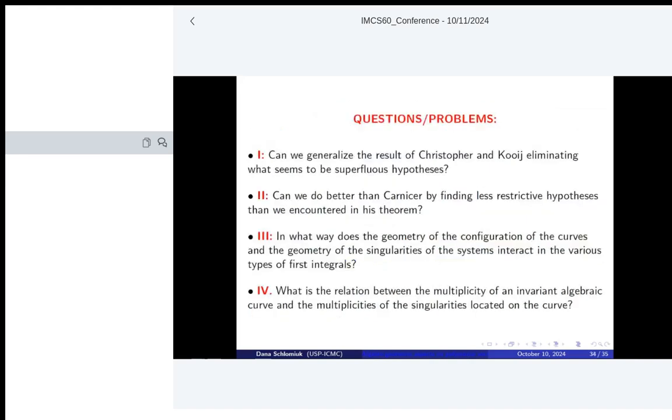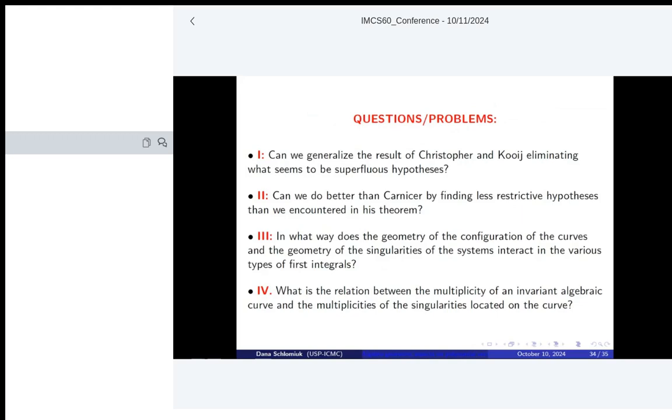Next page, please. So now we come to questions and problems that we can ask. First of all, can we generalize the result of Christopher and Coe, eliminating what seems to be superfluous hypothesis? A second problem, can we do better than Carnicer by finding less restrictive hypotheses than we encountered in his theorem? A third question, in what way does the geometry of the configuration of the curves and the geometry of the singularities of the system interact in various types of the first integrals?